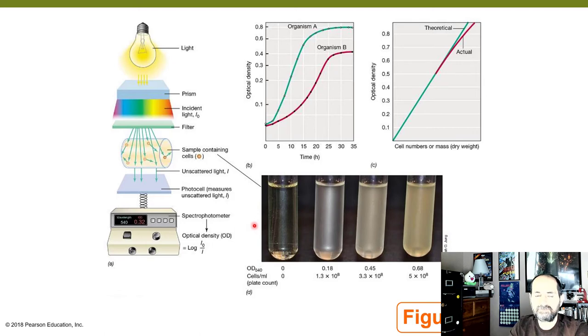But what is a drawback of this method? I would say the main drawback is if you have a cloudy medium like this, you're going to be counting both living and dead cells, right? You're going to be counting any cell that's floating around, whether it's alive or dead. So again, with the plate counts, you're only counting viable cells, but with the turbidimetric counts, you're counting viable and dead cells.